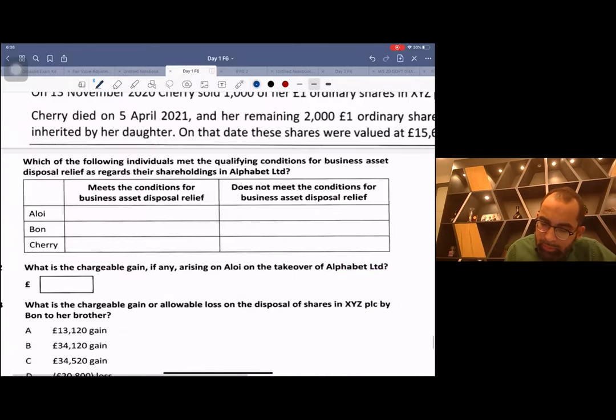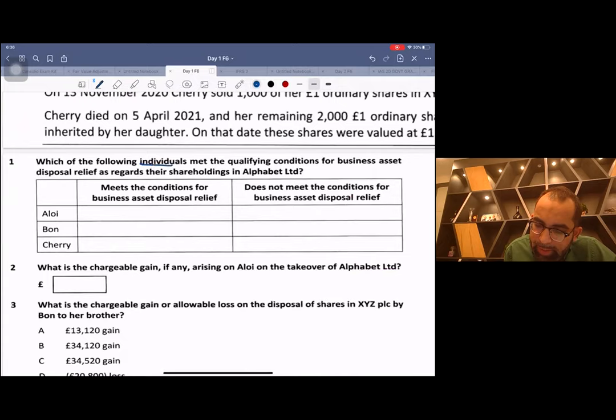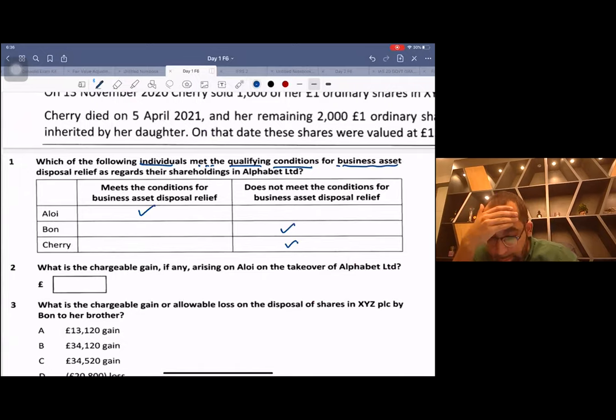Let's do the first MCQ. Which of the following individuals met the qualifying conditions for business asset disposal relief? Alloy met the condition, but these two, Bond and Cherry, did not meet. I told you the reason why. Okay. Please check it.